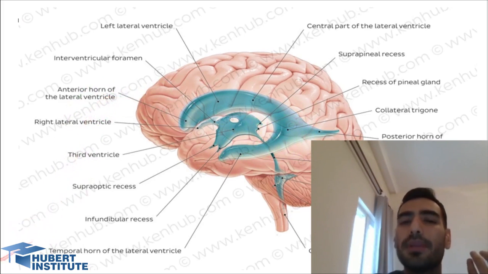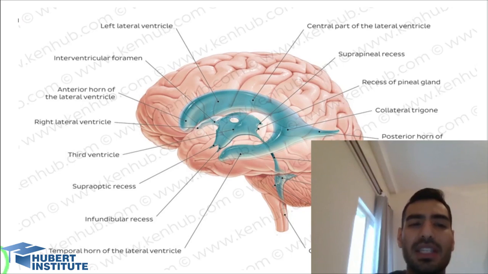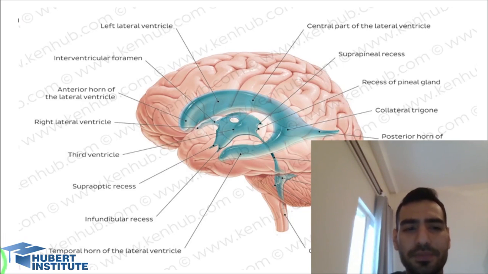Do you remember choroid plexus? Choroid plexus is a kind of capillary plexus which is formed from a series of modified ependymal cells responsible for producing around 500 milliliters of CSF, or cerebrospinal fluid.